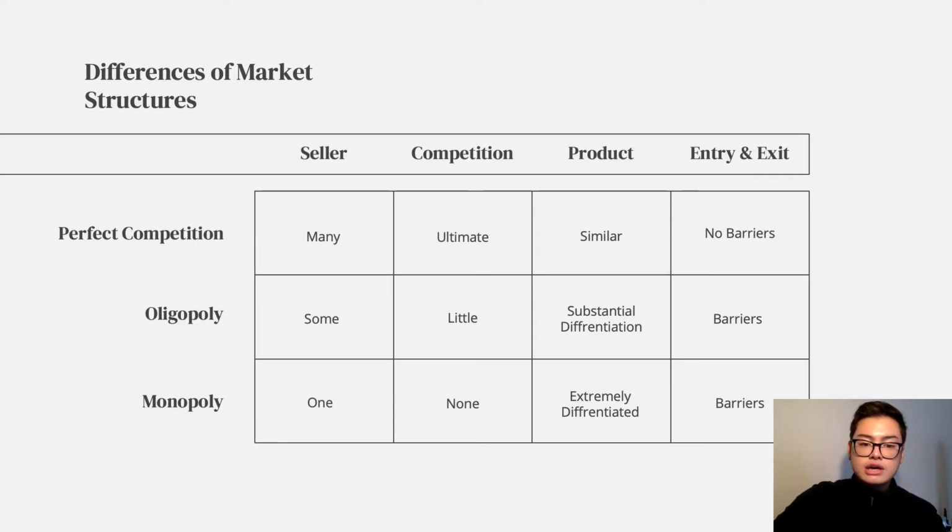The product type that these market structures sell: in perfect competition, they usually sell similar products to each other. Oligopoly and monopoly are usually differentiated, but oligopoly is substantially differentiated, while monopoly is extremely differentiated. And there are no barriers at all to exit and entry in perfect competition, but in oligopoly and monopoly there are barriers to exit and entry.